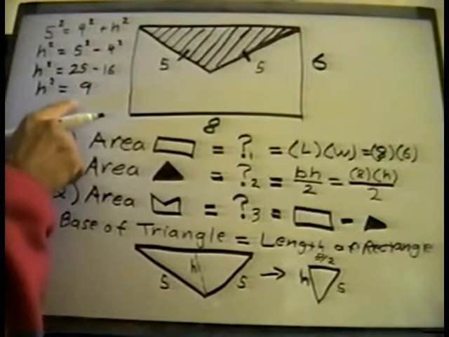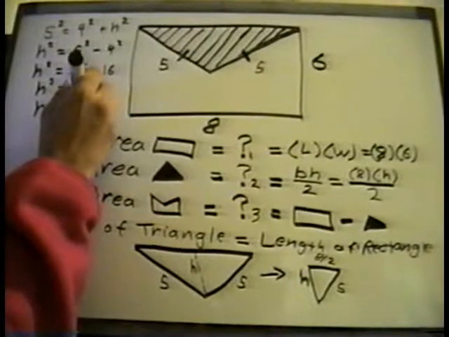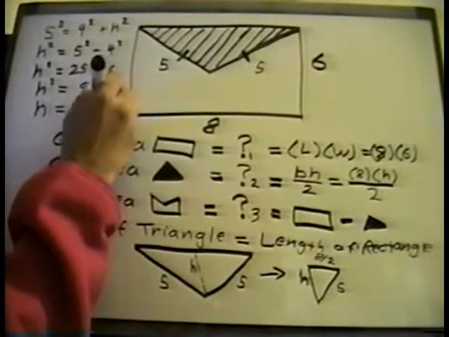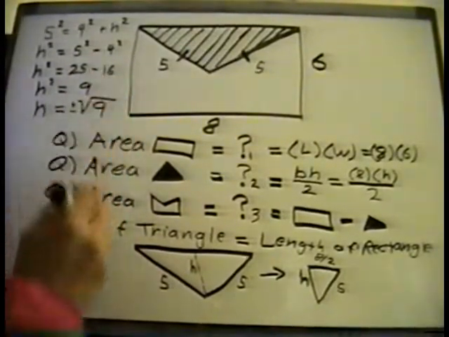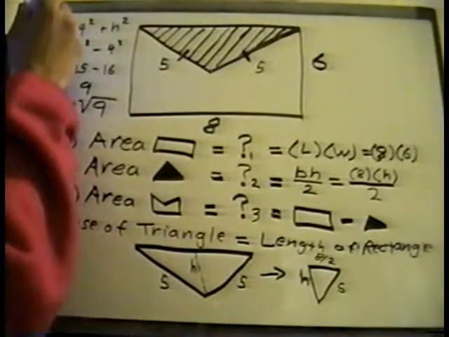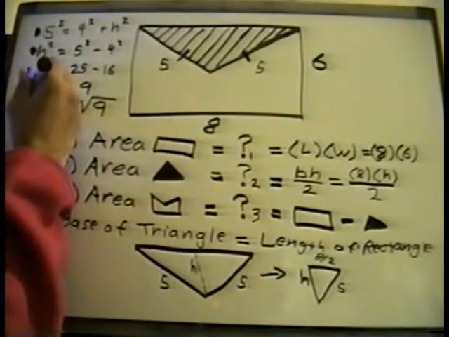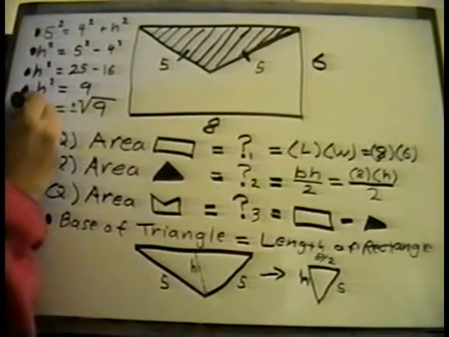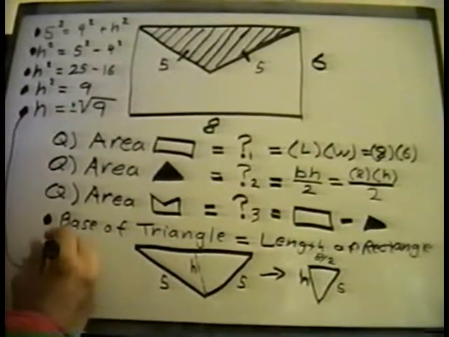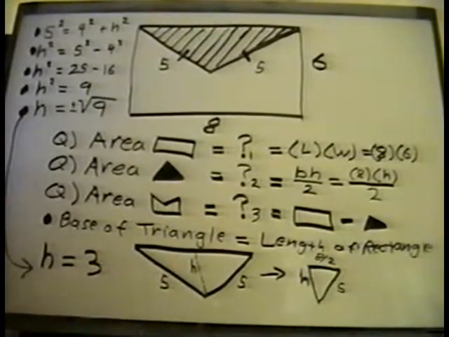So here we apply the square root principle. h is equal to positive or negative square root of 9. Of course, it can't be negative. In this instance, there's no negative value. So h is equal to 3. Okay, so it has a height of 3.